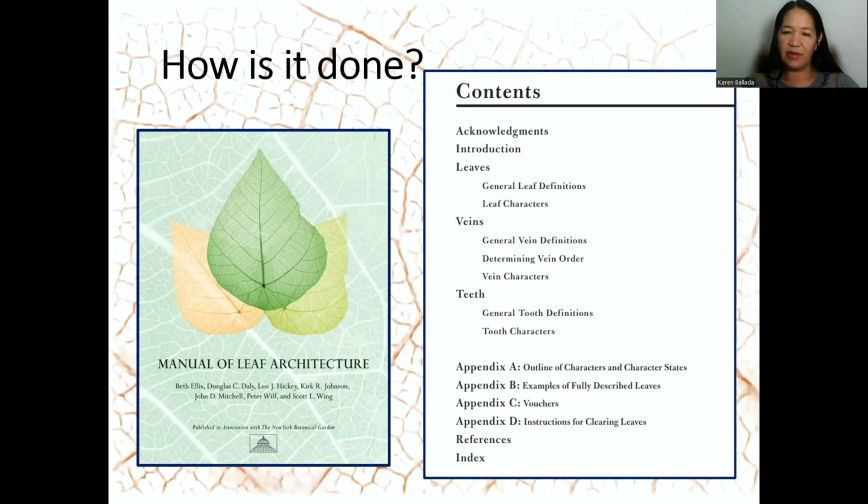In the appendices, it contains an outline of characters and character states. And if I recall it right, this particular manual described about 54 characters. And then you also have some examples of fully described leaves, vouchers, and the instructions for clearing leaves. Clearing leaves, because there are certain instances wherein the specimen you are working on, you need to clear it out. You need to remove the pigments so that you would be able to clearly see the pattern of the veins or the vascular tissues.